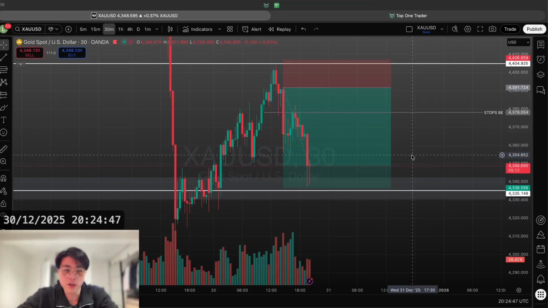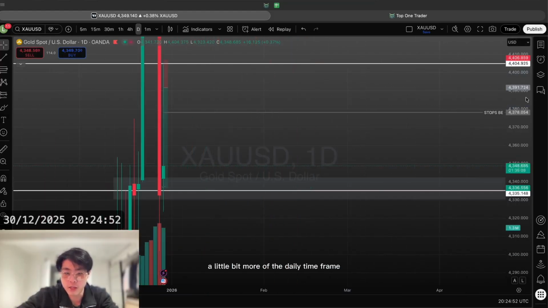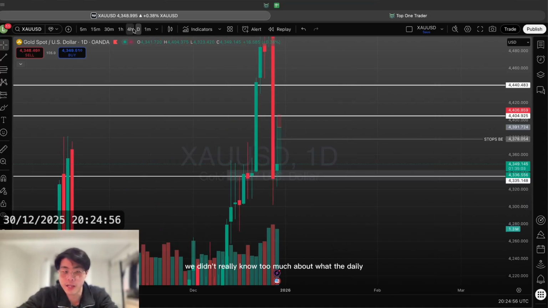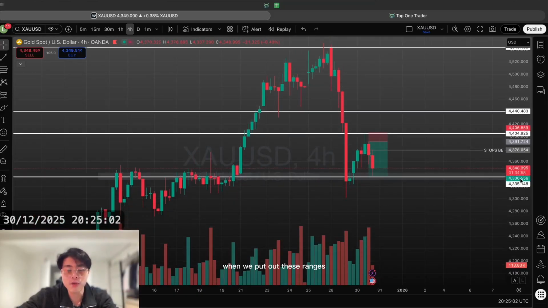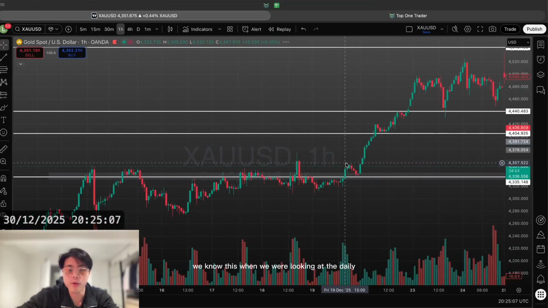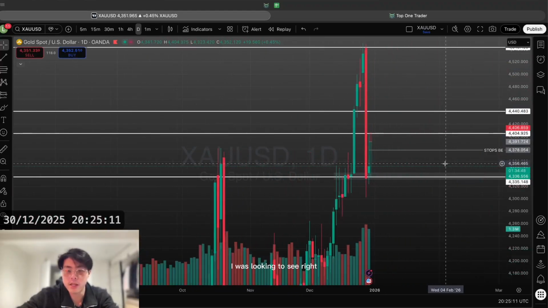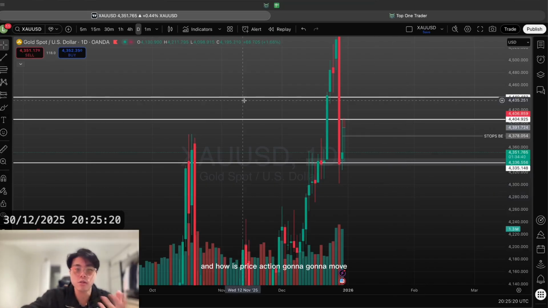So first things first, the 4-point checklist today has been great, right? We used it to depict a little bit more of the daily time frame because we didn't really know too much about what the daily narrative was until we had 4-hour time frame closures. When we put out these ranges, we don't have too much historical data to the left of my screen, right? We know this. When we were looking at the daily, we were looking at the 4-hour. I was looking to see where I can actually get some proper levels to better understand what ranges we are playing, the current range that we're trading, and how price action is going to move.